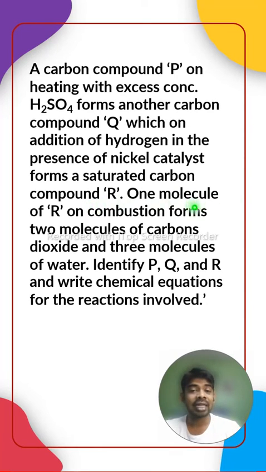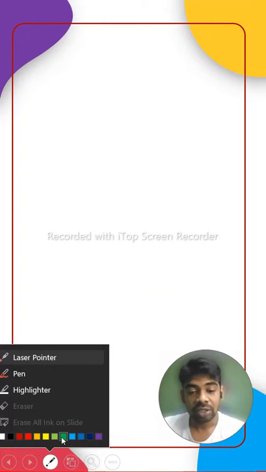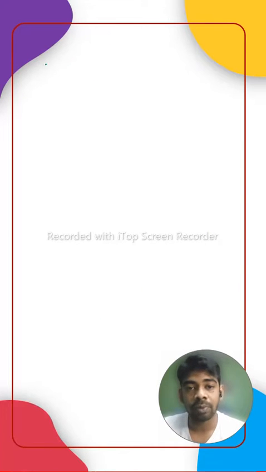Now, this alkane, whatever you have got, is such that one molecule of it is producing two molecules of carbon dioxide and three molecules of water. We need to identify P, Q, R in this particular question and write down the chemical equations involved. So let's quickly go ahead and start with the formula, the question.